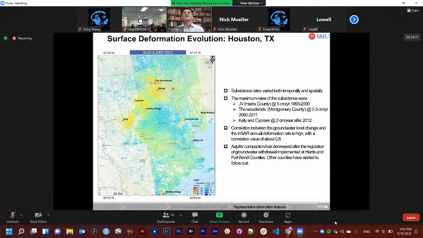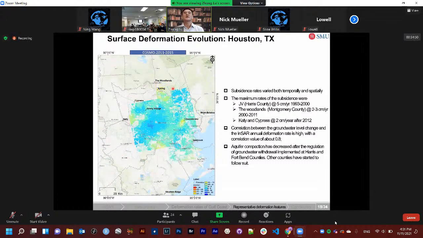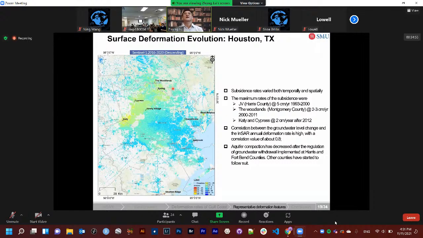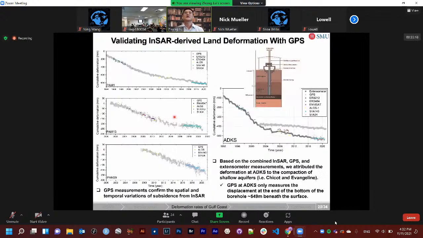So this is from 2007 to 2011, and here for the COSMO-SkyMed data, our limited area, from the Italian space agency. And here finally we show the data from Sentinel-1 that has become available everywhere on the earth. It shows the deformation is reduced, and the uplift is reduced, but there are a few hot spots as well. For example, Mont Belvieu and some other locations, we still see quite significant subsidence, which I'm going to highlight in a few minutes. So over this area, we also validate the InSAR-derived deformation with GPS.